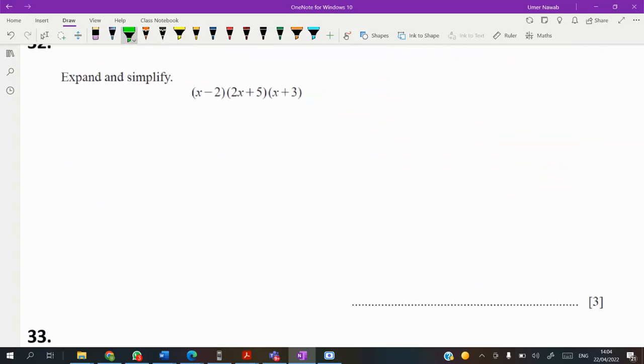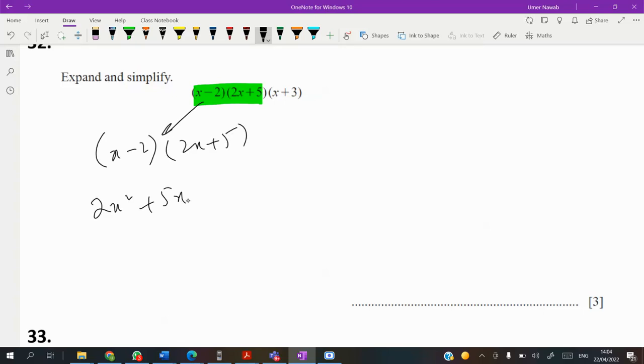Three brackets are multiplying, so first multiply the two brackets. So x minus 2, 2x plus 5, so 2x squared plus 5x minus 4x minus 10, 2x squared plus x minus 10.